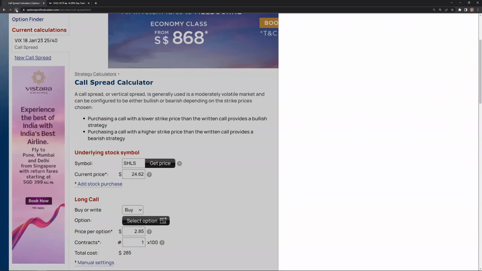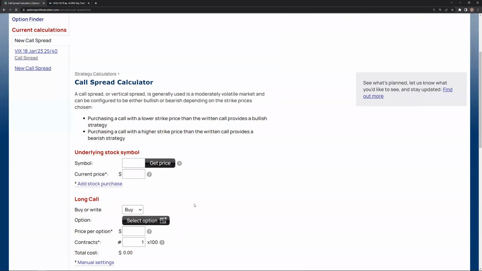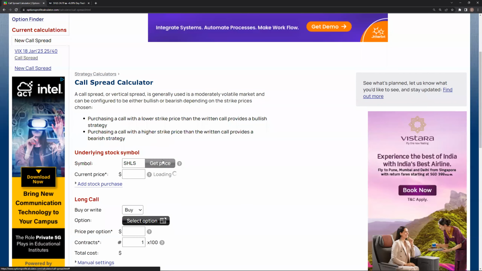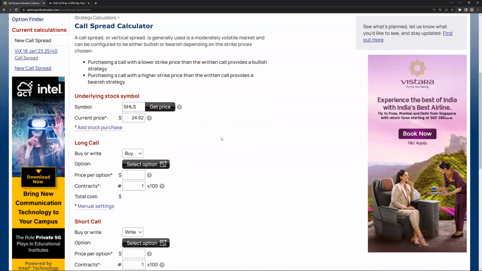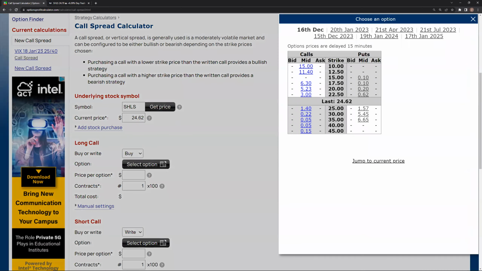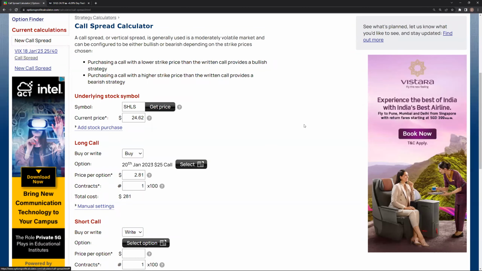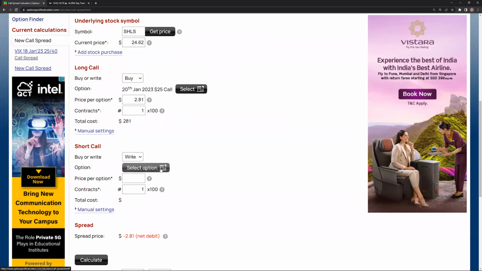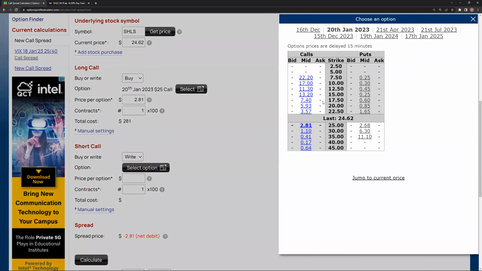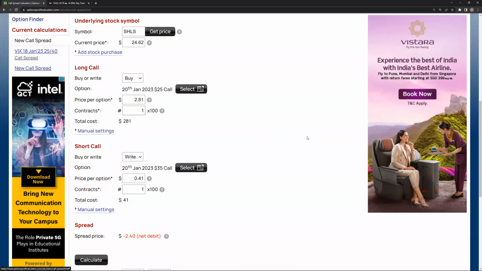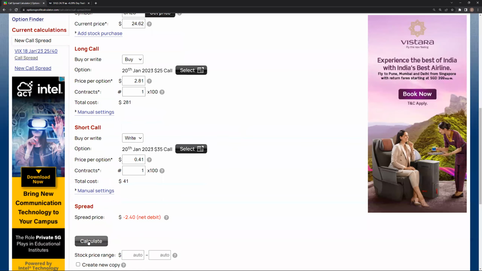Well, let me refresh. Price range. Okay, here. 20th Jan. I'm buying the 25 at 2.81, and I'm selling the 35 at 2.41. Okay, so let's calculate.